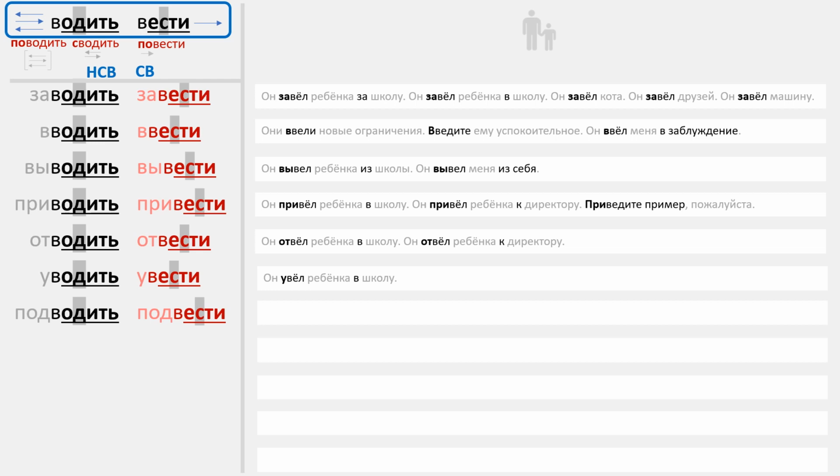Подводить, подвести. To take somebody close to a place or to a person. To take them next to somebody or something. He took the child next to the school. They didn't enter, just approached the school. They're in front of the school. Он подвел ребенка к школе. He took the child to the director. They're in front of the director. Он подвел ребенка к директору.